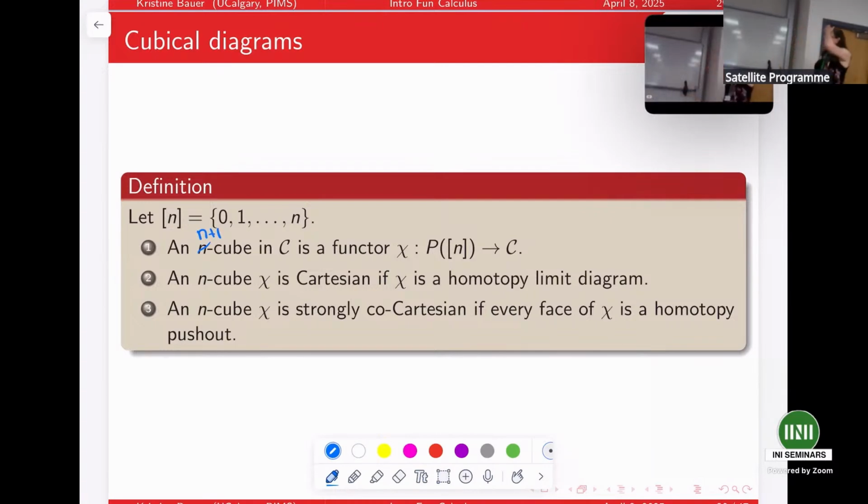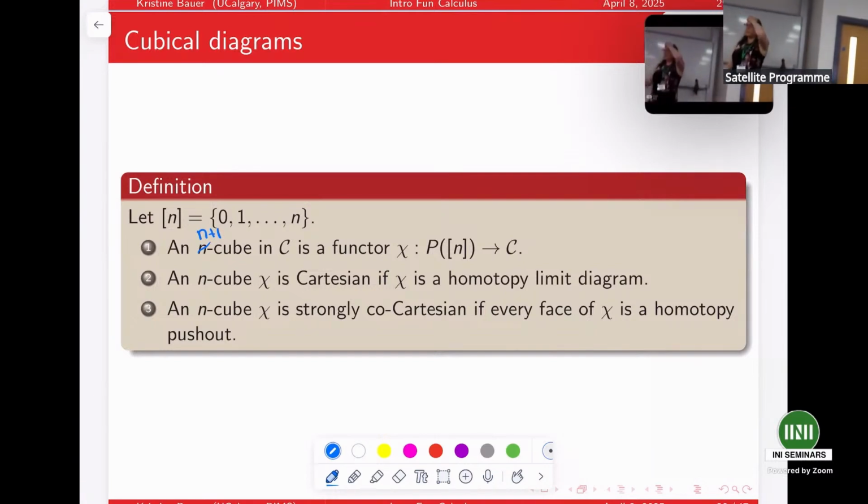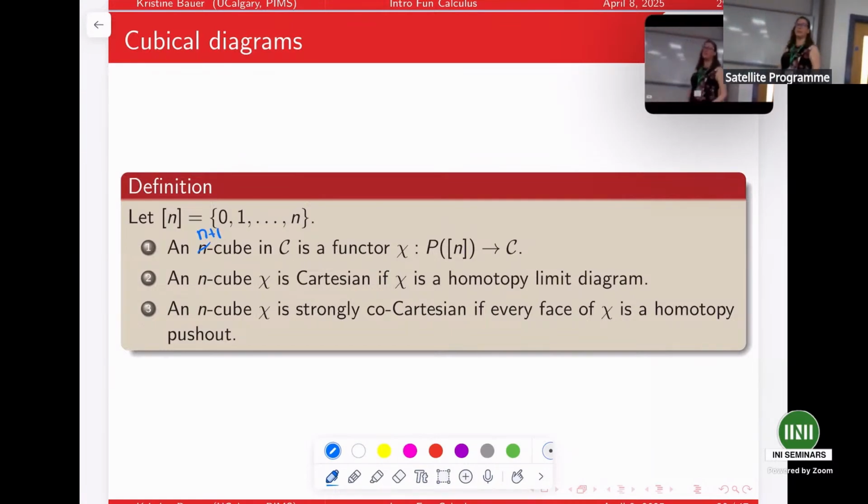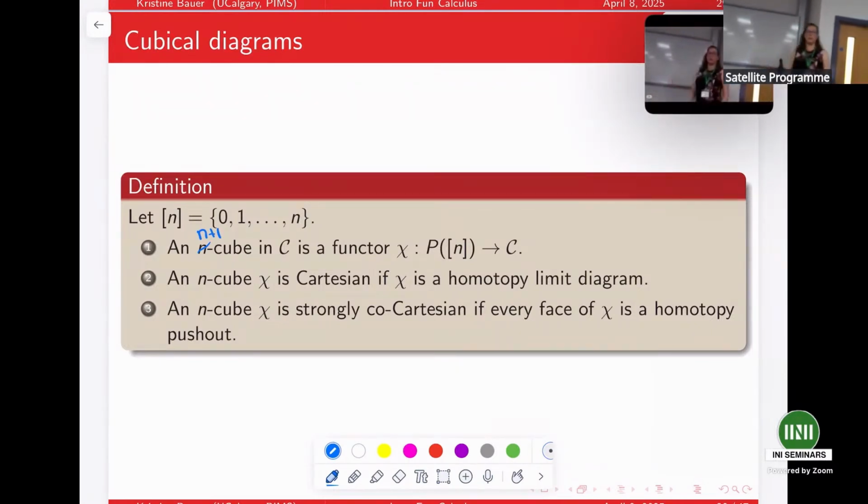Okay. Yesterday I said strict when I should have said strongly. Greg asked me about it and I just couldn't even hear the question. Like I didn't understand what was being asked. So I have arranged in many cases to be able to take strict pushouts by taking a cofibrant replacement. But all I need is for each face to be a homotopy pushout. I don't need things to be strict.